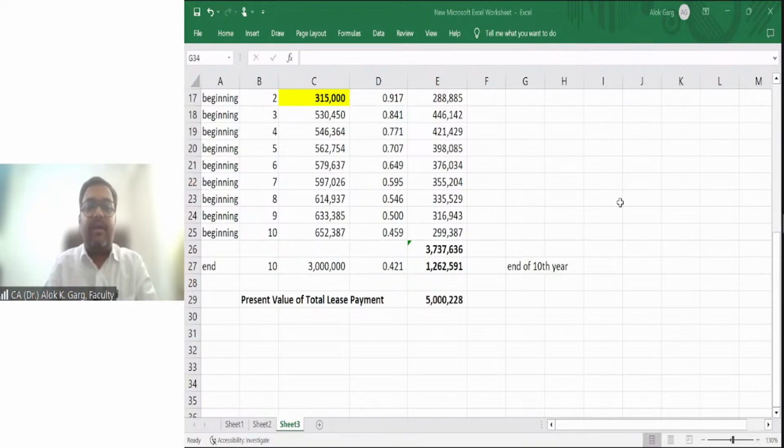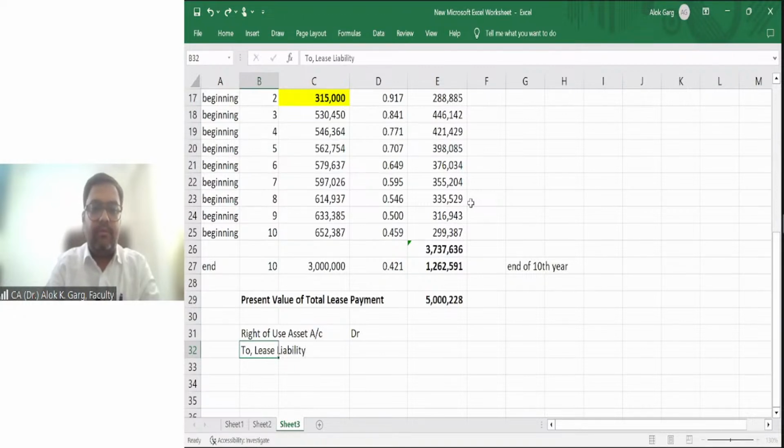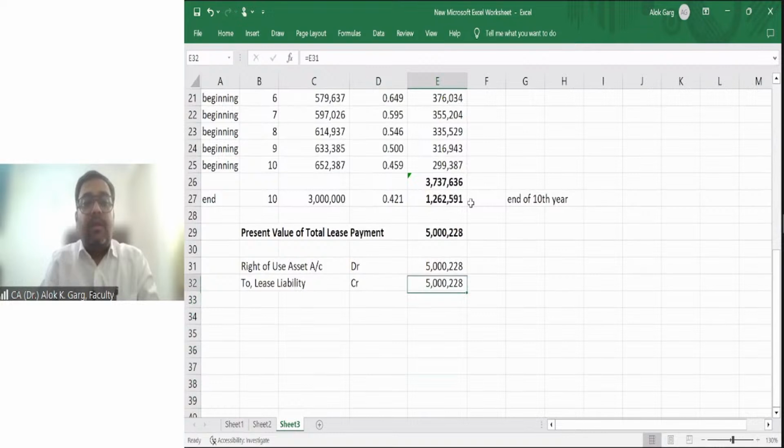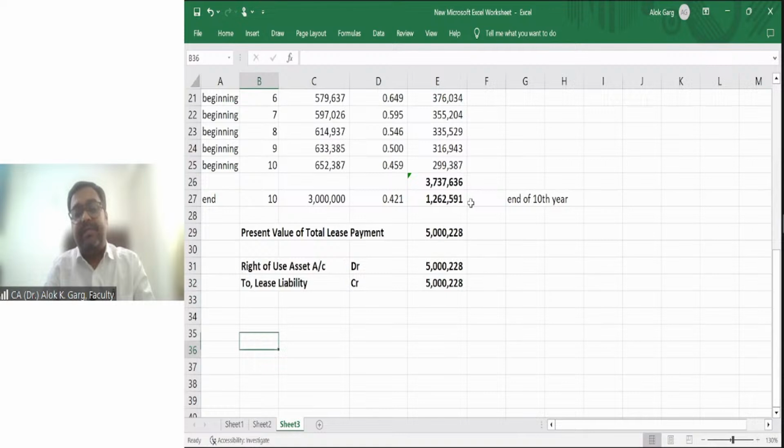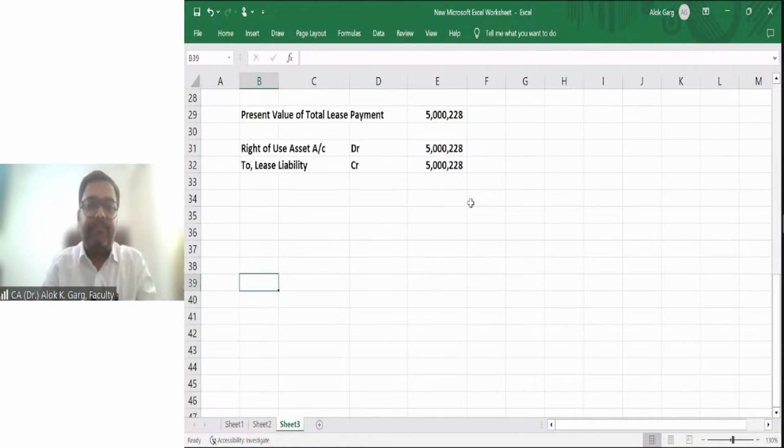Now, what is the accounting entry? The accounting entry is right of use asset account debit to lease liability. A simple accounting entry. By how much amount? 50 lakh 228. Sir, how will this 50 lakh 228 be depreciated?